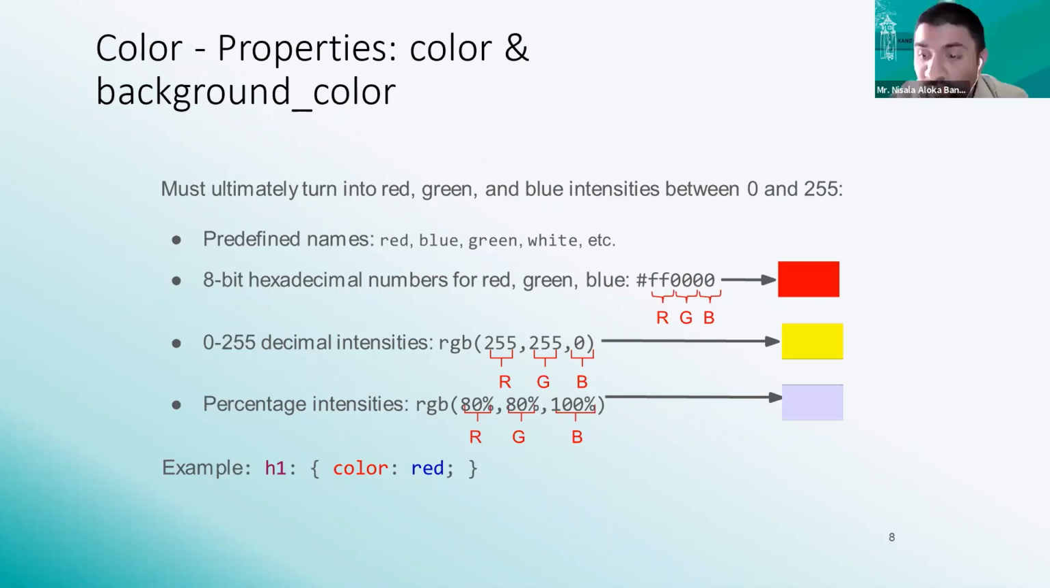So we know we represent all the colors as a combination of red, green, and blue. We're using a mixture of red, green, and blue to produce our colors. All right.